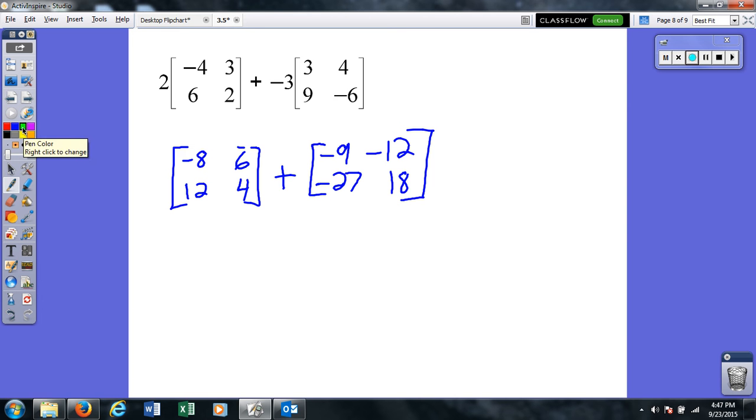Now that we've taken care of the scalars, all we have to do is add these together. So think of it like the distributive property. If you had 2 times something in parentheses plus -3 times something in parentheses, you would distribute first. Then once you distribute, you can start combining together.